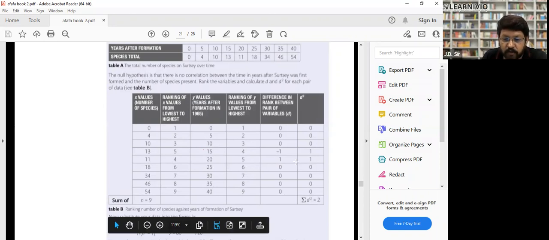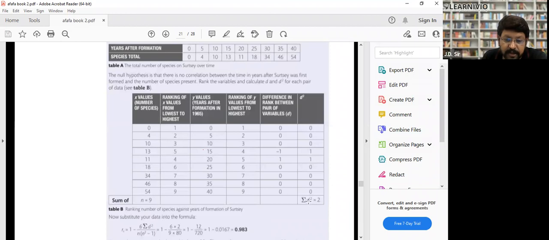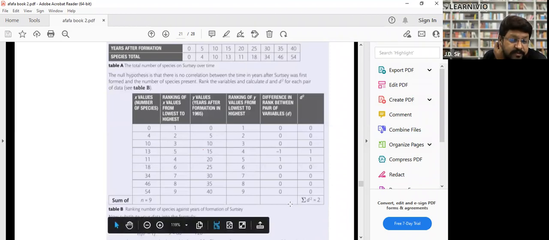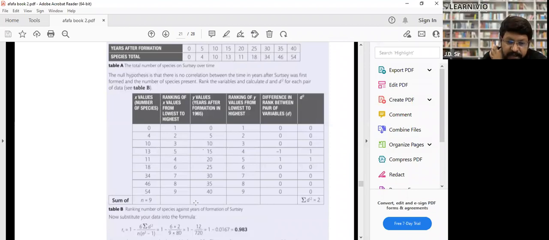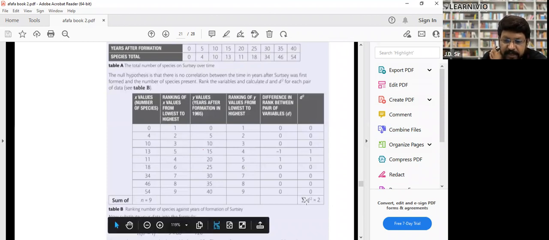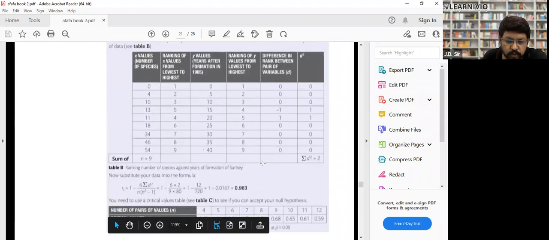Now what they did: this is the sum of d squared. Now what is d? Can you tell me what d is? Isn't it the difference? Exactly, that is the difference. So they got d, and this is the sum of d squared. The symbol is sigma. So the sum of d squared is 2. That's how they got it.